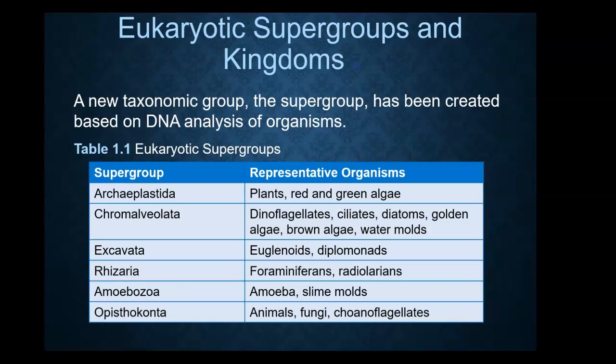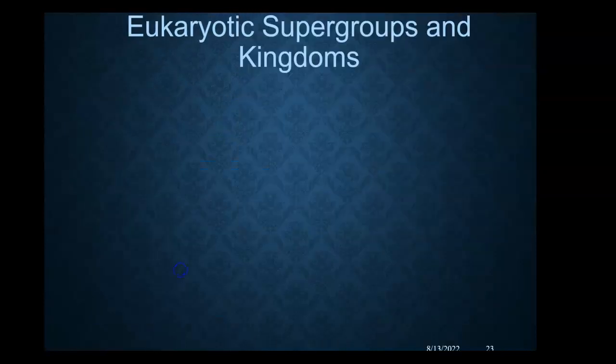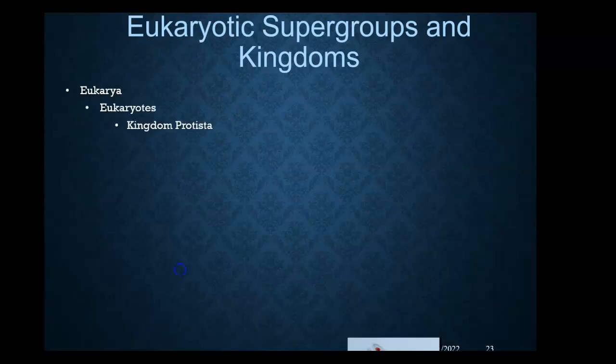Excavata, the euglenoids, and the diplomonads, Rhizaria, radiolarians, okay, Amoebozoa, the amoebas and the slime molds, and then Opisthokonta, animals, fungi, and the choanoflagellates. Okay, so eukarya and the eukaryotes.